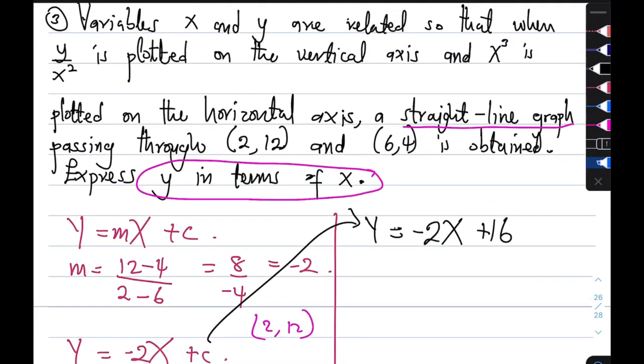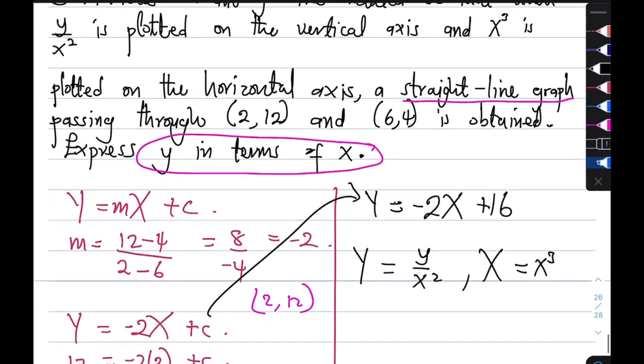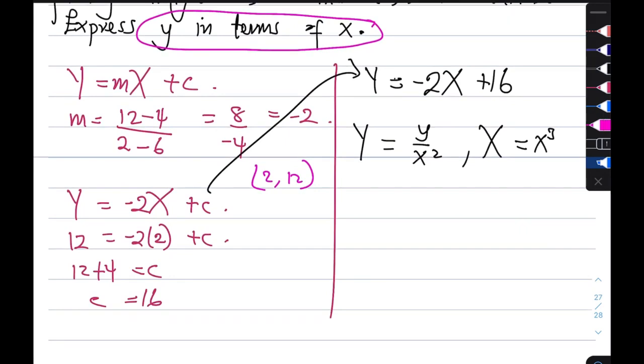Well, we are told that on the vertical axis, it is y over x squared. So that means that this big Y is the same as y over x squared. Now on the horizontal axis, what was plotted there? It was x cubed. So that means that this big X is actually x cubed. Right. Now we can put everything into here and there, and then we'll be fine.